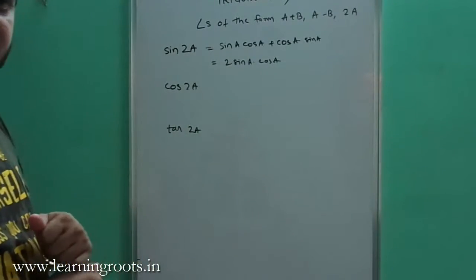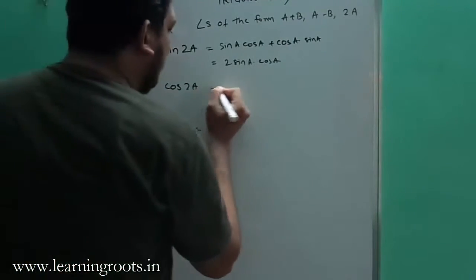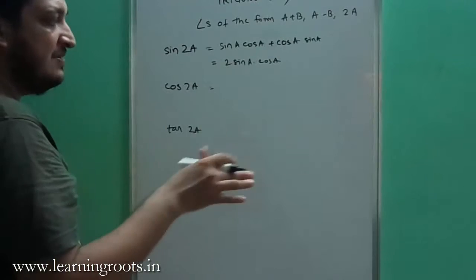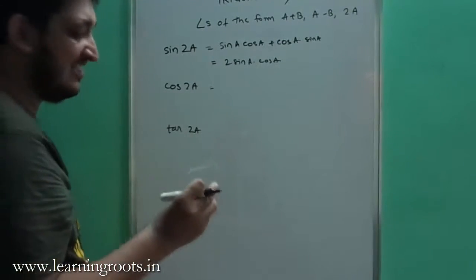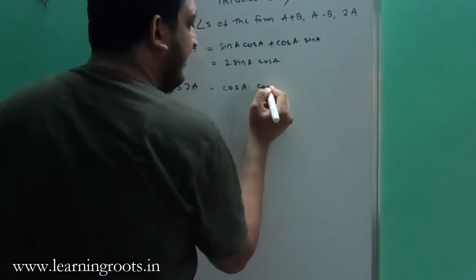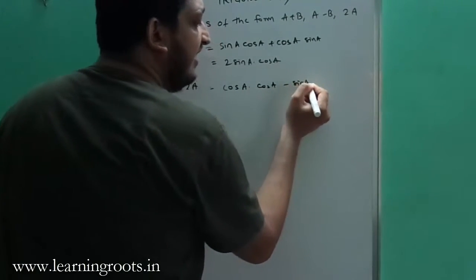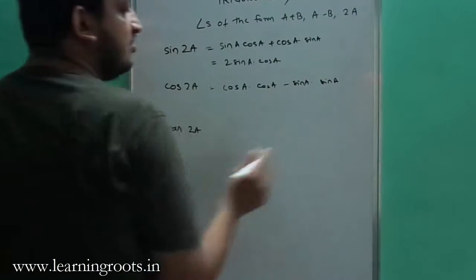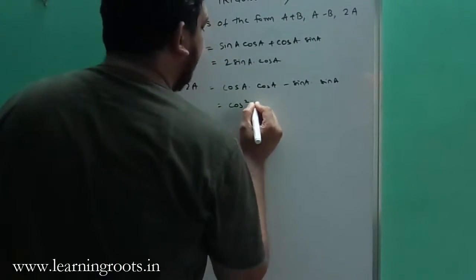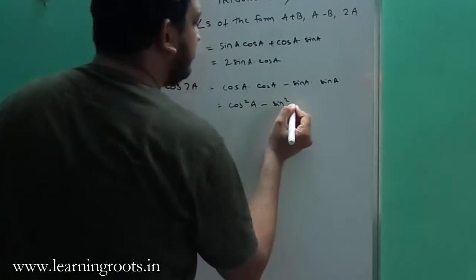Again, in terms of cos 2a, we are assuming a is equal to b. So cos of a plus b was nothing but cos a cos b minus sin a sin b. In this case, it will be cos a into cos a minus sin a into sin a. So we can simply write it as cos square a minus sin square a.